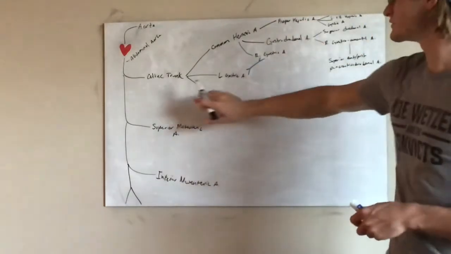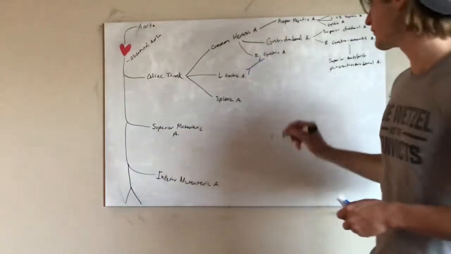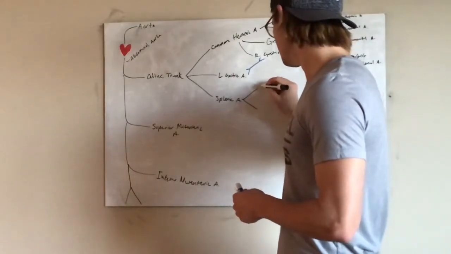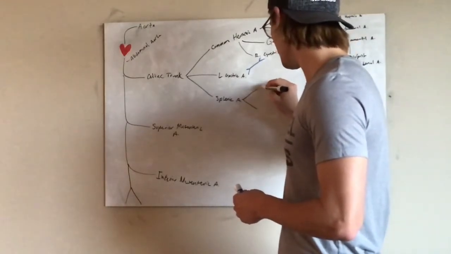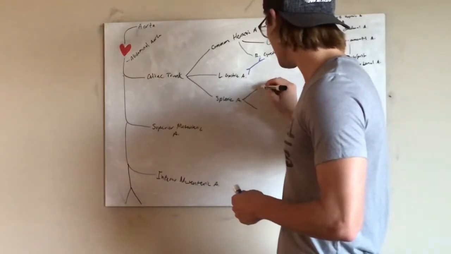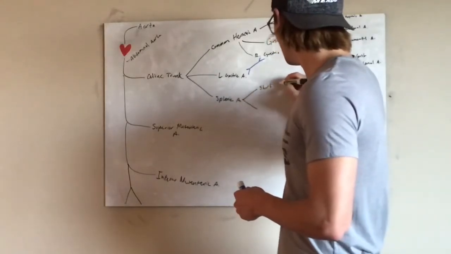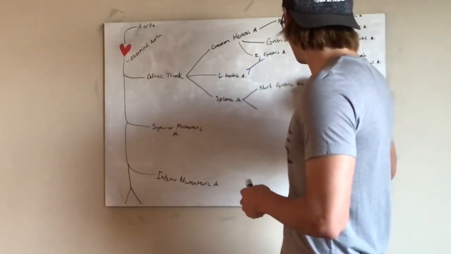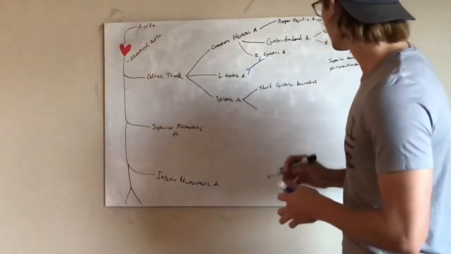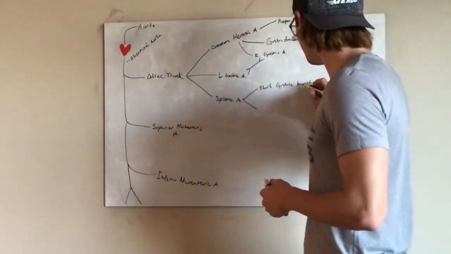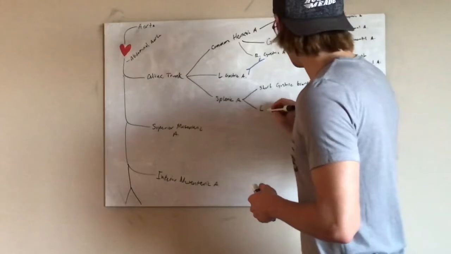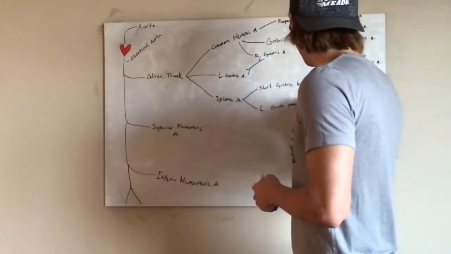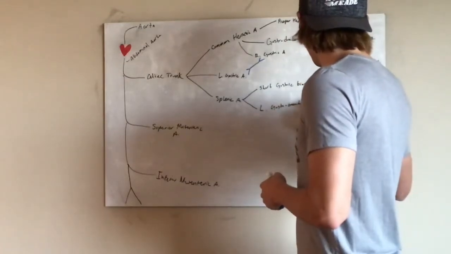Cool, pretty much almost done with our celiac trunk. We have one more, the splenic artery. Splenic artery is going to have, guys, our short gastric branches. Our short gastric branches, and it's also going to have our left gastroomental artery. And what do we know?